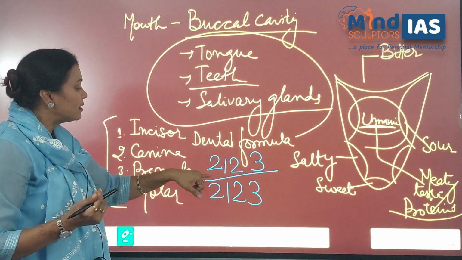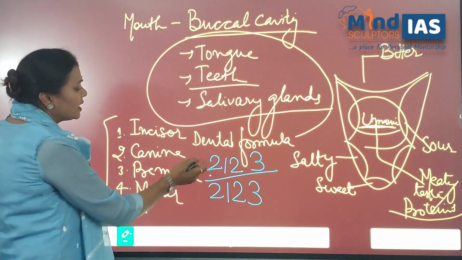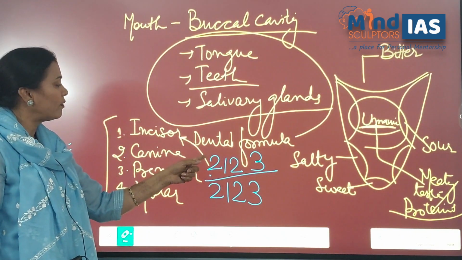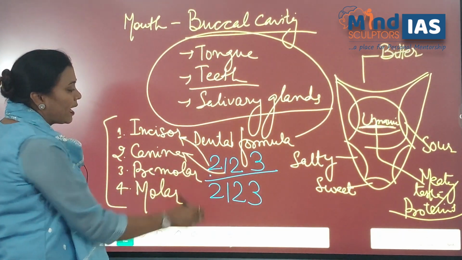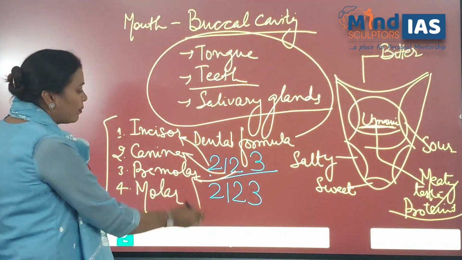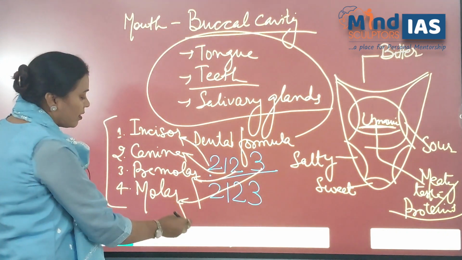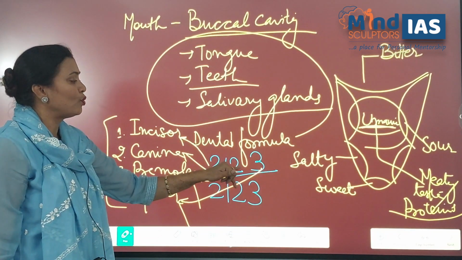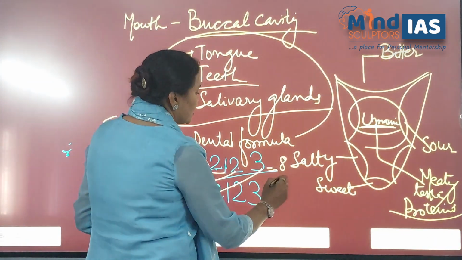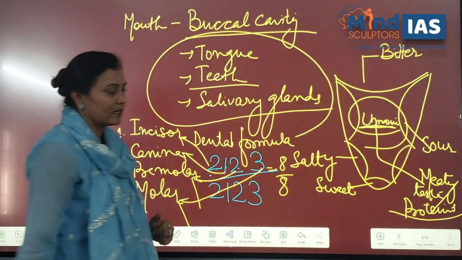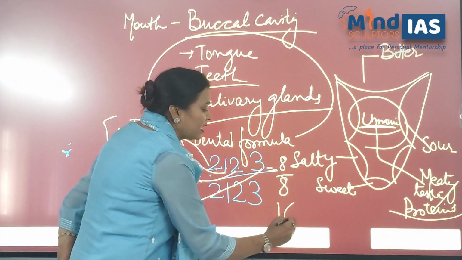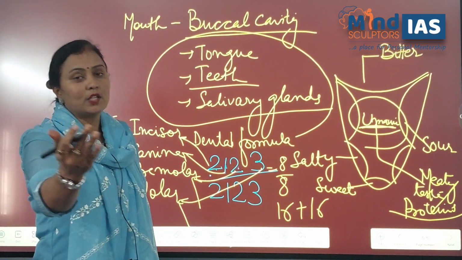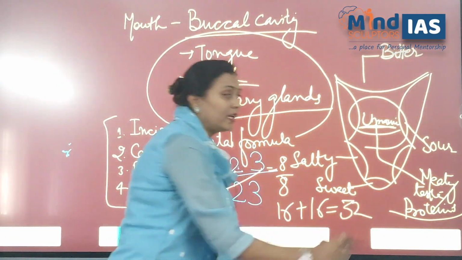Okay, so in that, this number 2 is for incisor. So in the upper half jaw, how many incisors do we have? We have 2. Then how many canines? We have 1. How many premolars? 2. And how many molars? 3. If you count all these numbers, 2 plus 1 is 3, 3 plus 2 is 5, and 5 plus 3 equals 8. And downward also it is 8. So 8, 8, 16. 16 for half jaw. And if you add 16 for the other jaw, the total becomes 32.